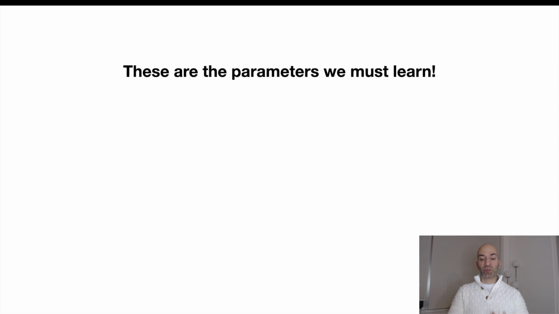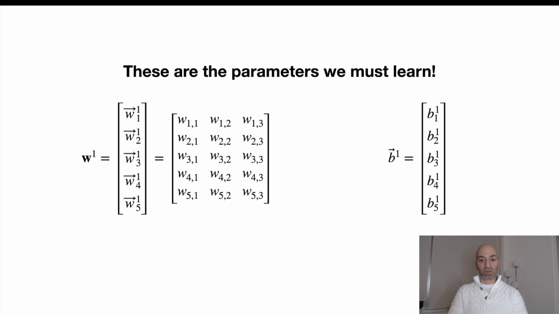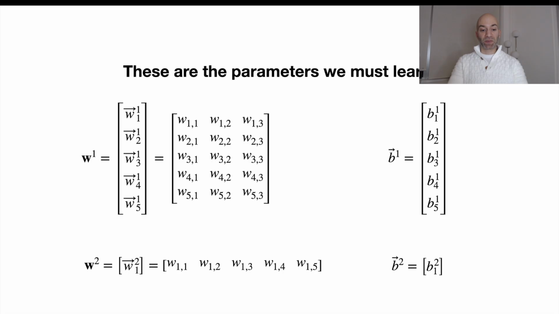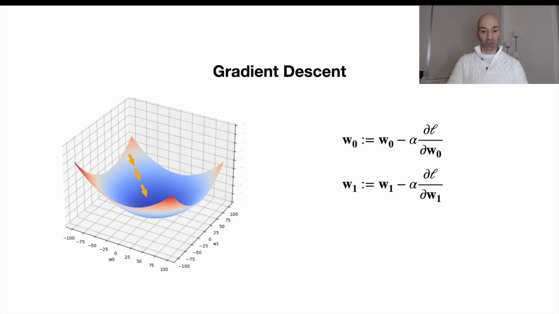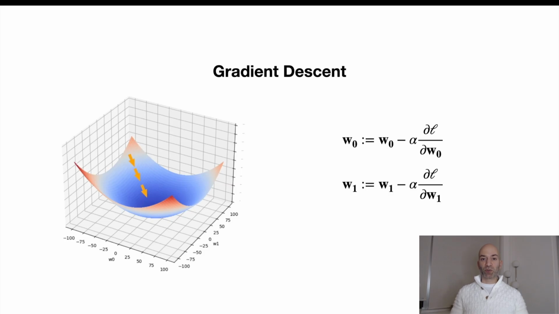So these are the parameters that we're going to need to learn. We have this weights matrix and this bias vector for the hidden layer, and then we have corresponding structures for the output layer. So we need to learn how to properly set these parameters. And so we're confronted with a problem: how exactly are we going to do this? Well, the approach that we're going to use is called gradient descent.